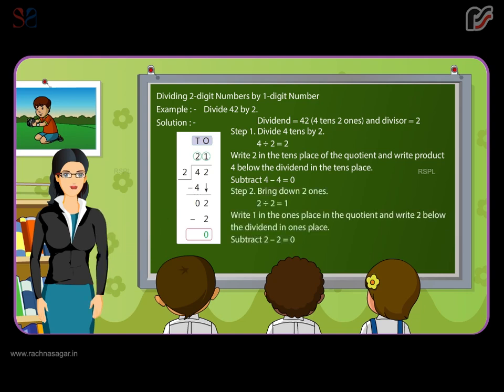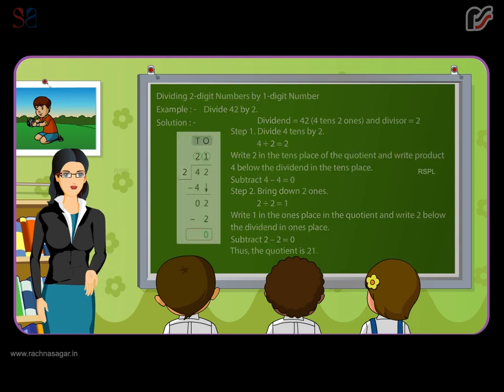Step 2. Bring down 2 ones. 2 divided by 2 is equal to 1. Write 1 in the ones place in the quotient and write 2 below the dividend in ones place. Subtract 2 minus 2 is equal to 0. Thus, the quotient is 21.